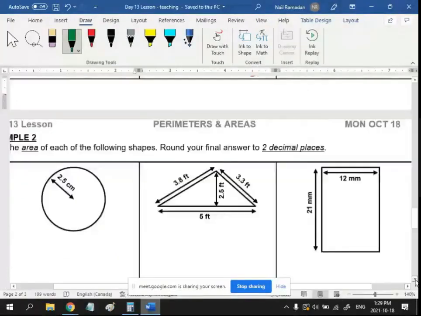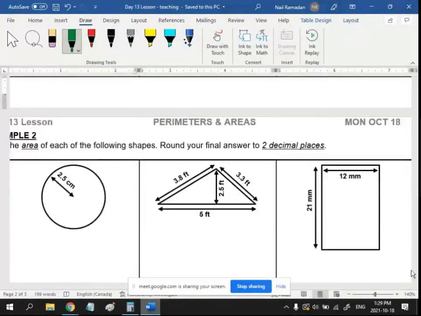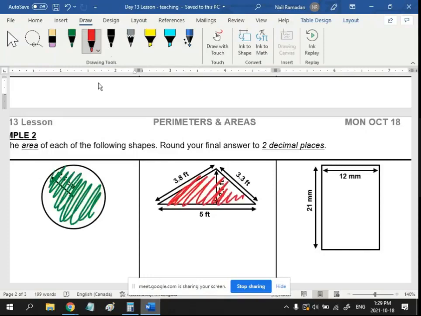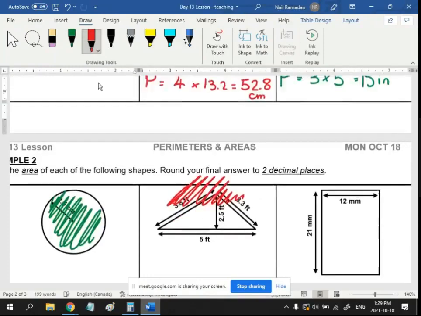What are we going to do now? The area, which is the space inside. Right now, I want you to tell me how big all of this is, or how big all of this is. Okay, so the inside, not the outside.